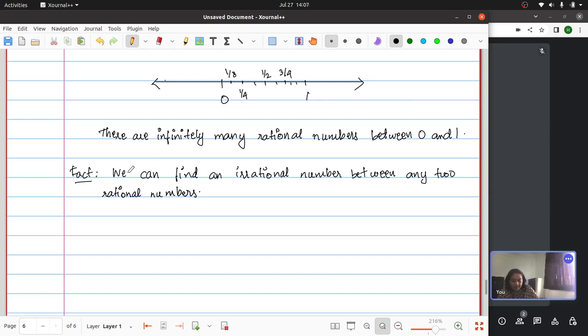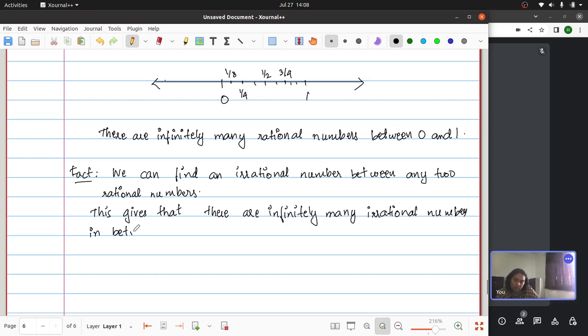So using this fact, we have infinitely many rational numbers, right? So in between them you can go on finding irrational numbers. So this actually gives that there are infinitely many irrational numbers also in between 0 and 1.